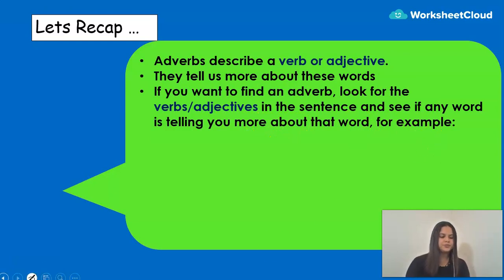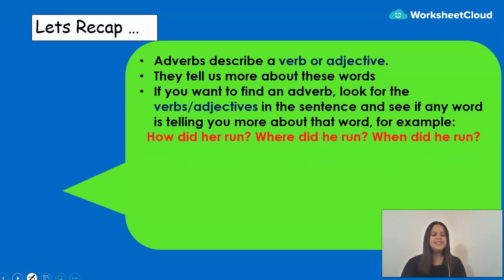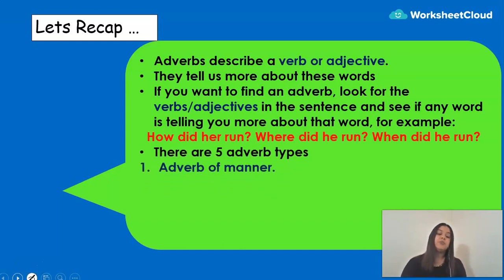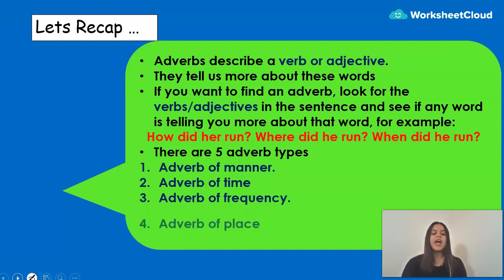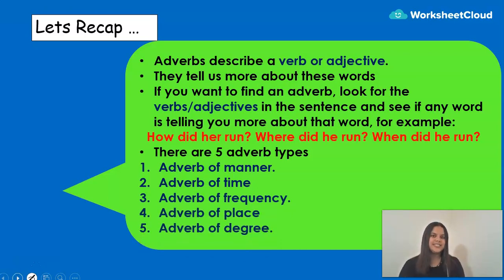For example, how did he run? Where did he run? When did he run? So we've obviously identified our verb first, and now we ask ourselves those questions. The questions I'm referring to are the ones you ask when you are looking for the different types of adverbs: To what extent? How often? Where? When? How? There are 5 types of adverbs: adverb of manner, adverb of time, adverb of frequency, adverb of place, and adverb of degree. So those are the 5 types of adverbs.